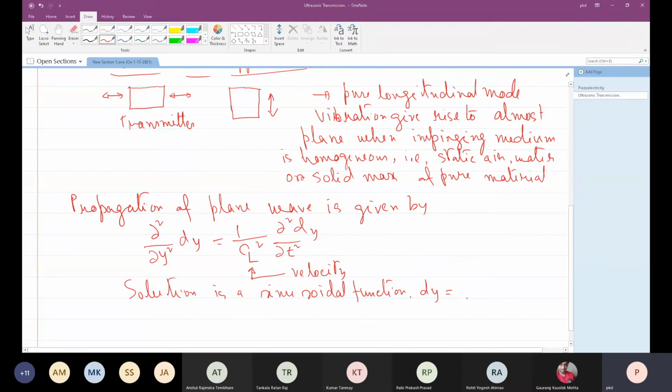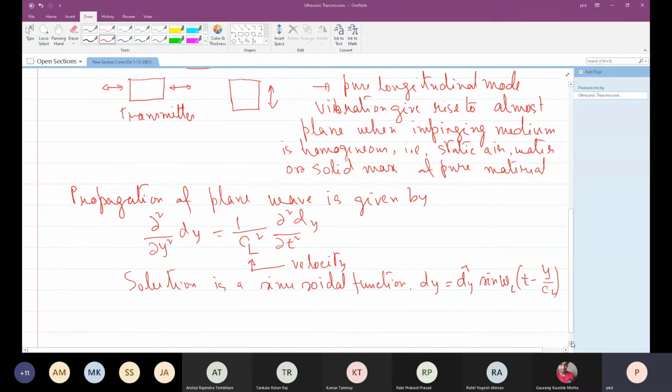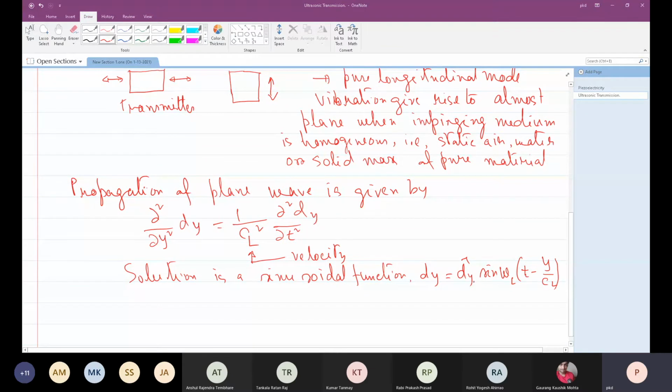This is used in Bentley, so I am also using it here. So d hat y, usually in many books this is represented by a, probably that is better, amplitude function: sine omega L t minus y by CL. So this one is a forward propagation wave.